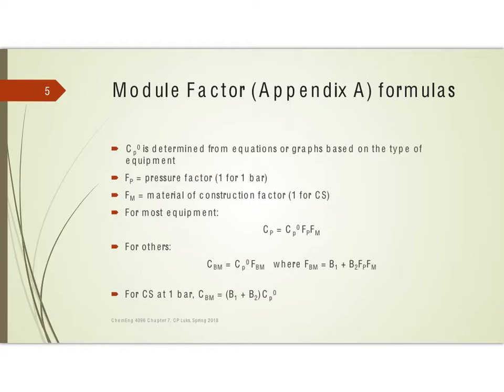Now, if you are wanting a bare module price, but it is carbon steel and it is 1 bar, then what you're going to do is take C sub P naught, and F sub P and F sub M will be 1. And so therefore, the bare module price will be B1 plus B2 times the C sub P naught.